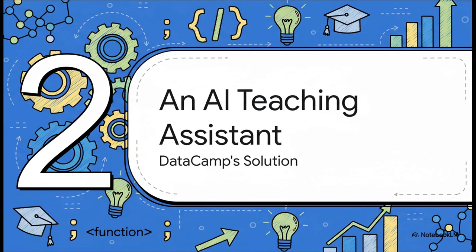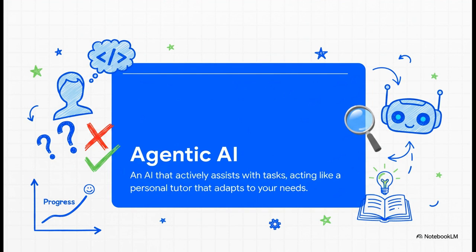DataCamp's answer was pretty ingenious. They built a new kind of helper, an AI teaching assistant. Let's dig into what that actually is. The tech behind this whole thing is called Agentic AI. Now, the key word there is agentic. It means the AI isn't just a passive tool, like a search bar. Nope, it actively works with you. Think of it like a personal tutor who's sitting right there with you, figuring out exactly what kind of help you need, right when you need it.